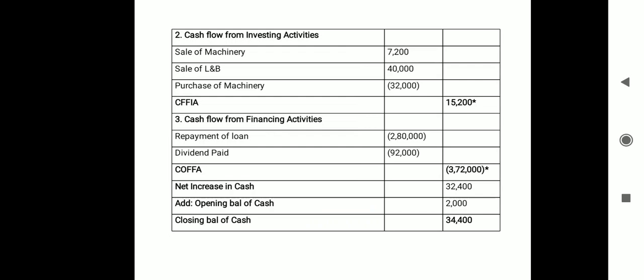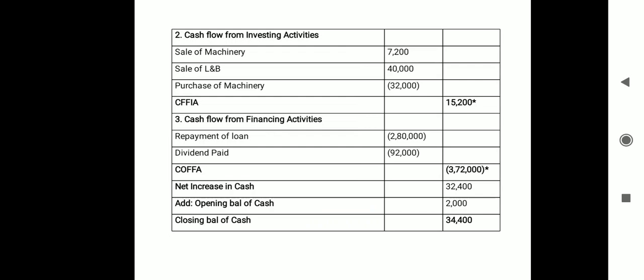Now the third activity we need to calculate is cash flow from financing activities. From the balance sheet we had only one, that is repayment of bank loan. Bank loan was 2,80,000, and repayment is an application, cash is going out, so it's a negative balance and I have kept it in a bracket. Then from the additional information, we have paid a dividend worth rupees 92,000. This is again a payment, again an application, again a negative value.